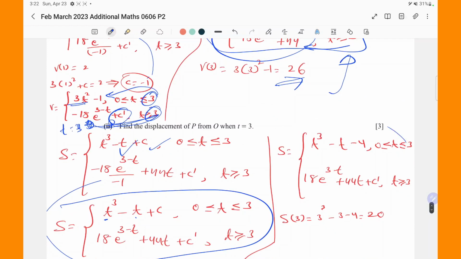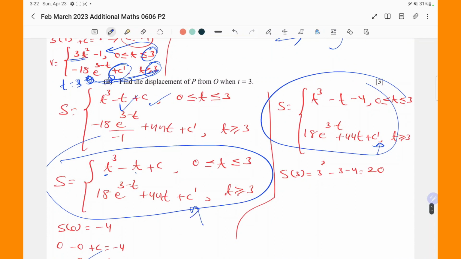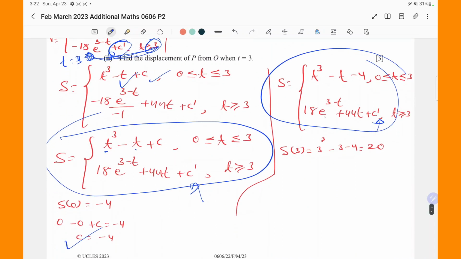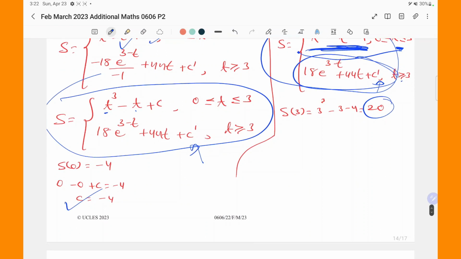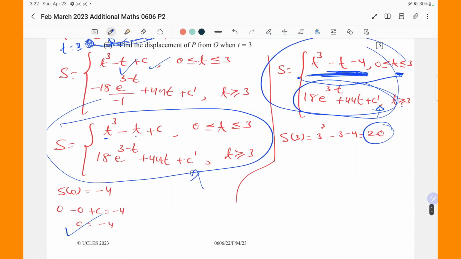So I got s in terms of c dash, because when t was greater than 3 then it was c dash, which I did not find. Now s3, when you put time 3 over here, you will get 3 cube minus 3 minus 4, that's 20. And when you put 3 over here then you will get c dash. Can you put 3 over here? 18 times e to the power 3 minus 3 plus 44 times 3 plus c dash.